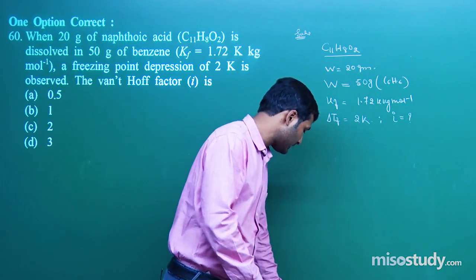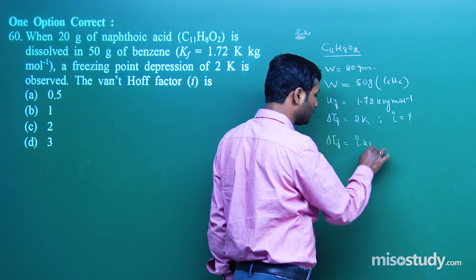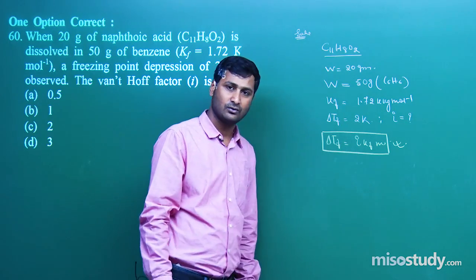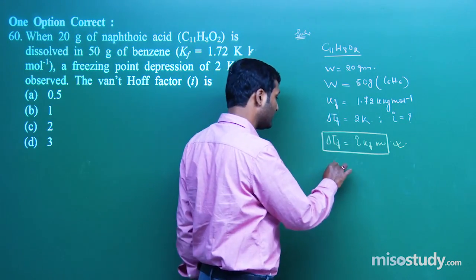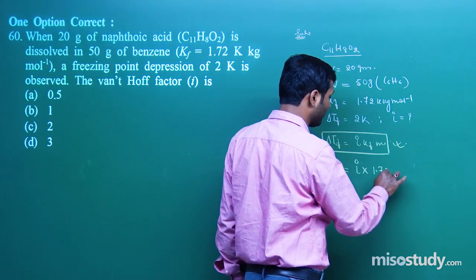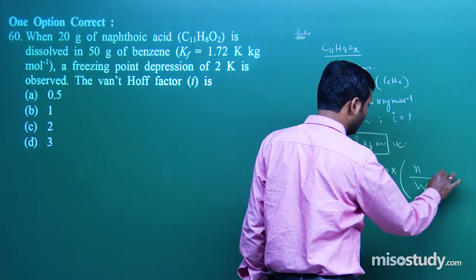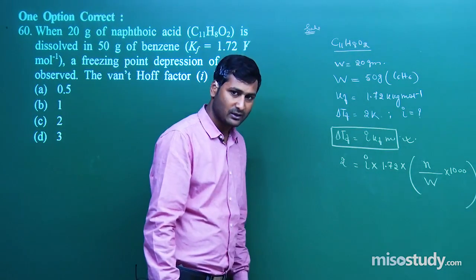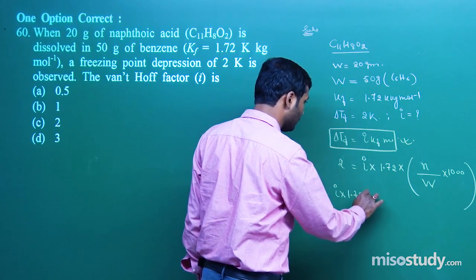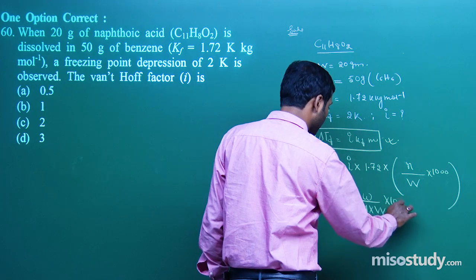Now how to solve this question? We have the formula delta Tf is equal to i into Kf into m. This is a simple formula. The value of delta Tf is 2. What is the value of i? We do not know. The value of Kf is 1.72. Molality is the number of moles of solute upon weight of solvent in gram multiplied by 1000. So 2 is equal to i multiplied by 1.72, and number of moles is given mass upon molecular mass, over weight of solvent in gram, multiplied by 1000.